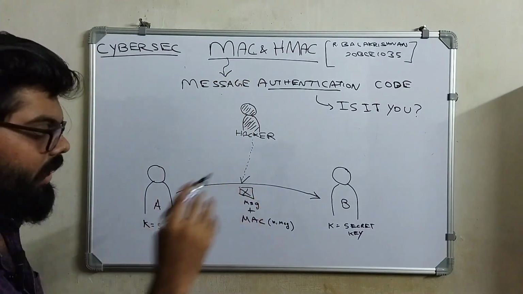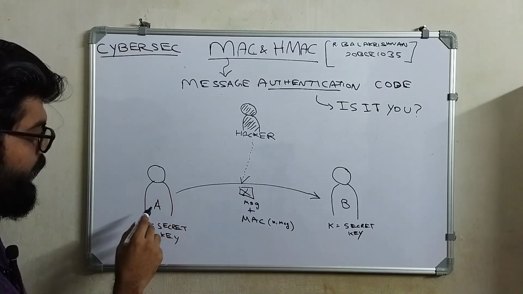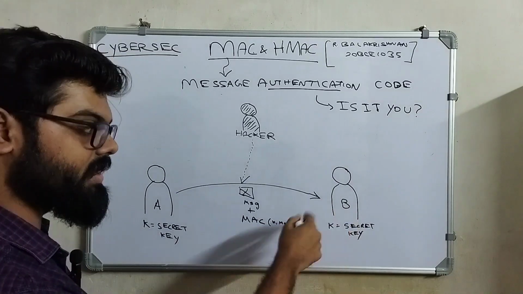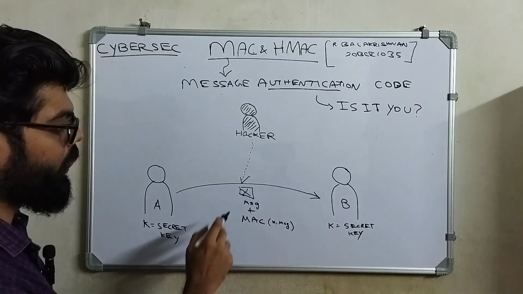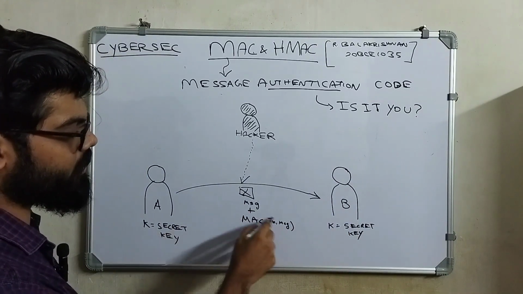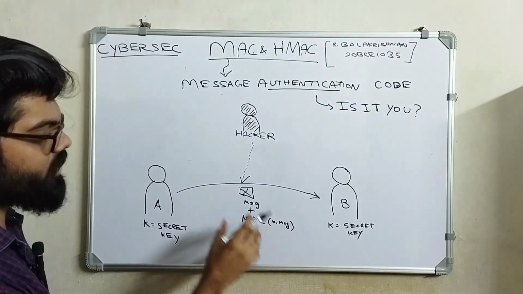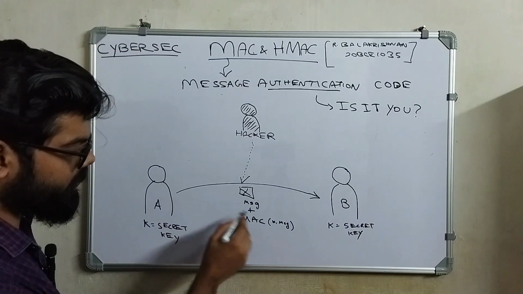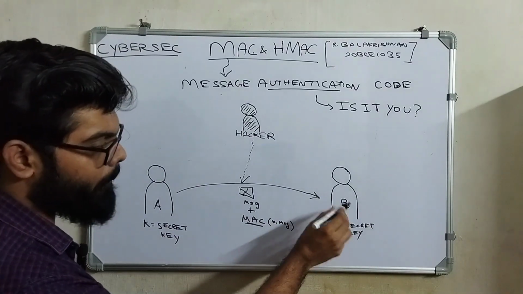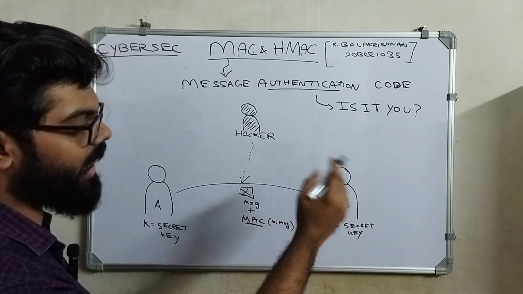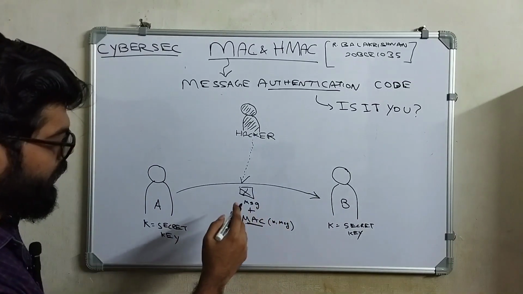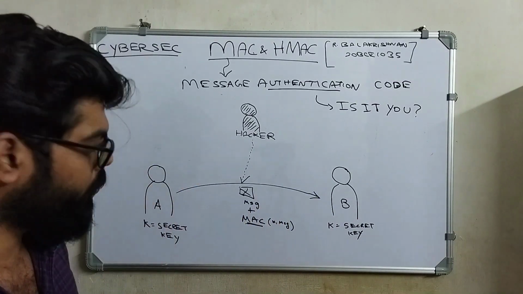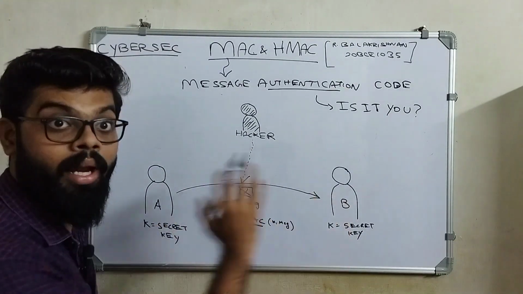So what does it do? Basically A has a secret key K and B has the same secret key K. The message plus this MAC are attached together and then sent. By this MAC, B can easily identify whether it is from A or not, because the secret key is only known to A and B.